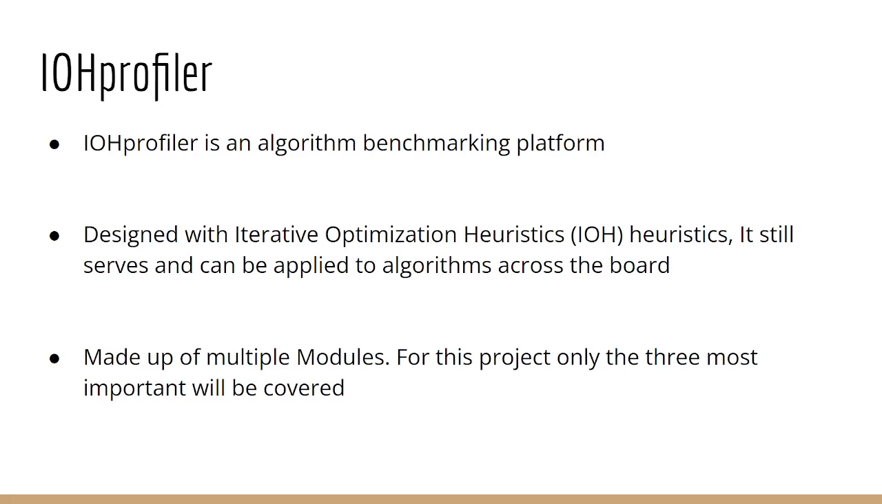Well, this is where IOH Profiler comes in. IOH Profiler is an algorithm benchmarking platform. Put simply, it allows us to test out algorithms across a variety of platforms, then outputs a data set of performance ready for analysis. Before it, other algorithm benchmarking platforms were too specific in the algorithms they were observing and/or the problems they were tested against. While designed with iterative optimization heuristics in mind, IOH Profiler still serves for general purpose and can be applied to algorithms across the board. The platform itself is made up of multiple modules.